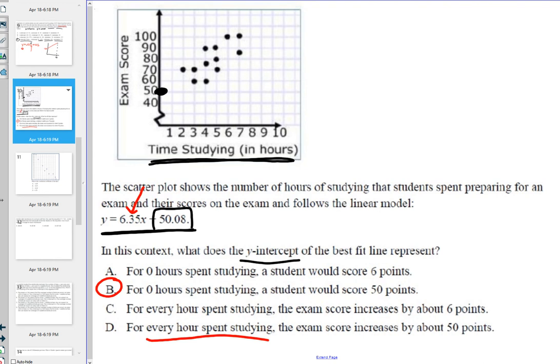If they were to ask you about the slope, for every hour studying, your score is going to go up by 6.35 points for every hour. But what a y-intercept means is, if the x is 0, which in this case is hours studying, then you would get whatever the y-intercept is. Kiara, you following along? Writing all this down.